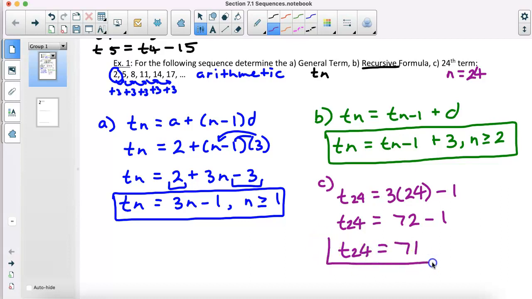So if you continued this pattern and wrote it all out till the 24th term, you would get this number just right here. Okay, so this section, again, just so we looked at here, is all about patterns and sequences.